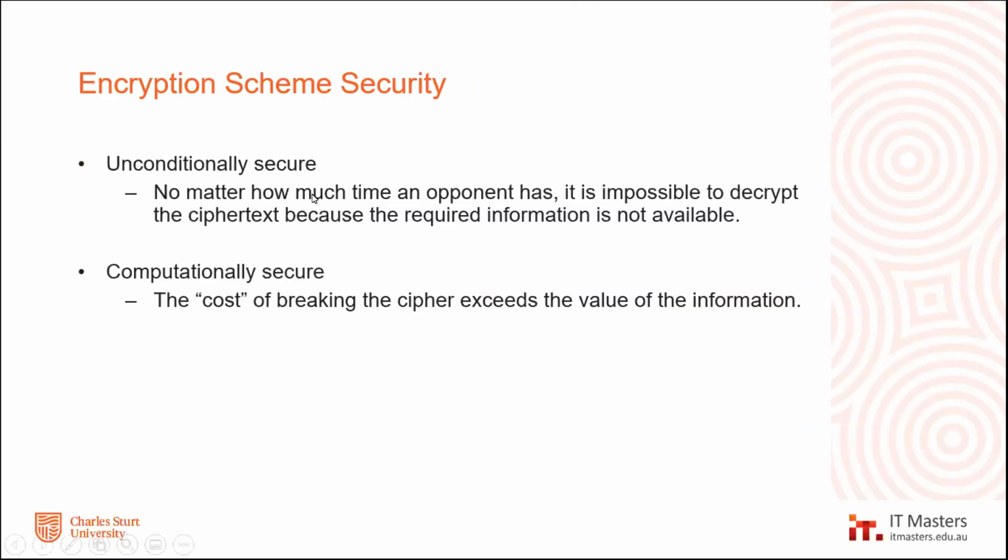Encryption scheme security is provided because of what we call computational or conditional security. If something is unconditionally secure, basically this means that no matter how much time an opponent or an attacker has, it is practically impossible to decrypt the ciphertext because they don't have the required information that they need. They don't have information around the algorithm, the plain text, the ciphertext, or the keys. There's some piece of information that is critical for the decryption to work that they don't have access to, and so it makes it very difficult for them to decrypt the ciphertext. The less information they have, the longer it's going to potentially take.